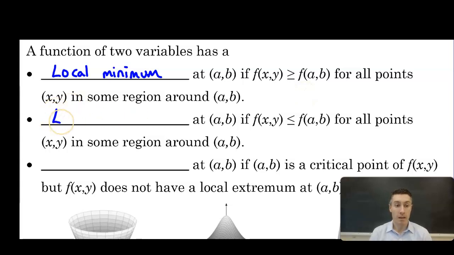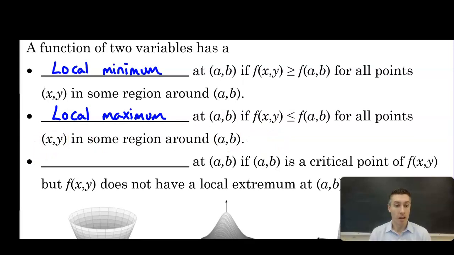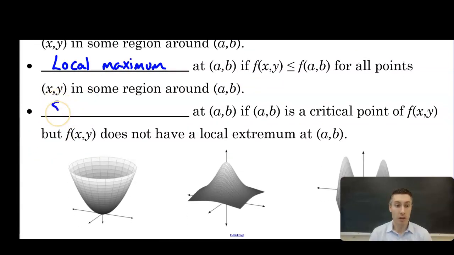Then we can say it has a local maximum at the point (a, b) if the function is always less than or equal to the function at (a, b) for all points in the region around (a, b). And then the last classification is the new one, which is a saddle point.